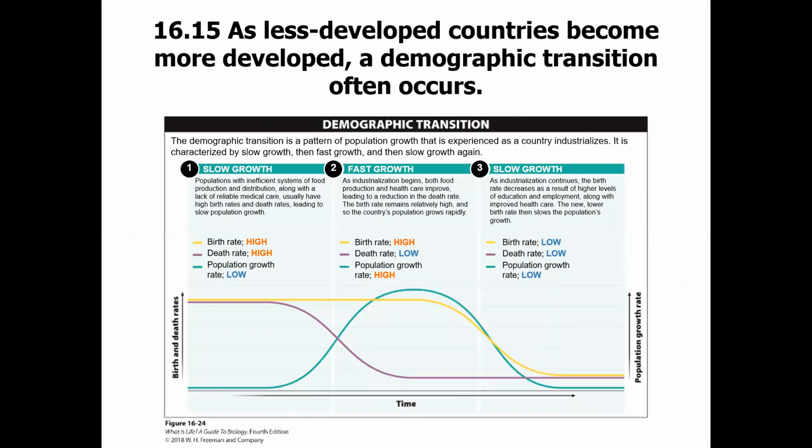Okay, so we talked about life tables, survivorship curves, and age pyramids. And the last tool we're going to look at is a model that's called the demographic transition model.